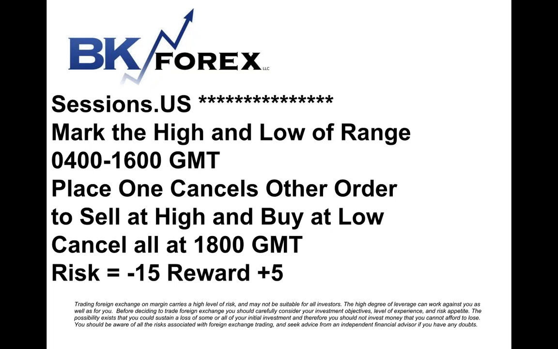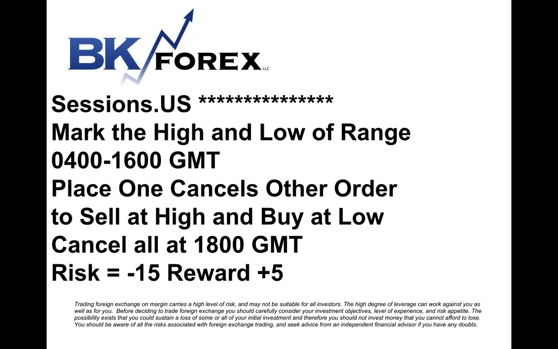What's interesting is that the highs and the lows set during that range will get tested, and usually get rejected because they're basically running stops one way or the other. So this becomes a much higher probability construct, where we place an order to buy at the low and an order to sell at the high. If one triggers, we cancel the other, and we simply run with that order for minus 15 to plus 5.